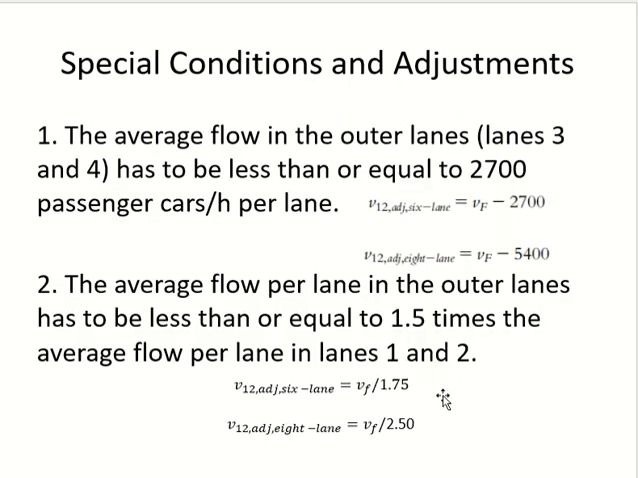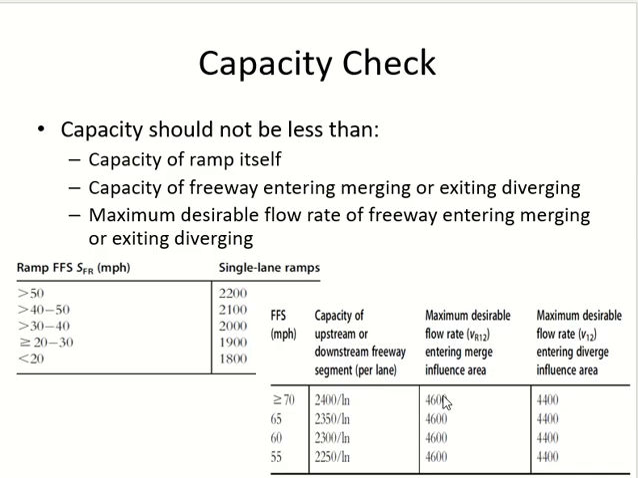Now, just for the sake of practice, we are doing the diverge area. What is our total volume V12, the new one? 39 something. My capacity for the diverge influence area is 4,400. So there is no problem here. Clear? But we have level of service F.